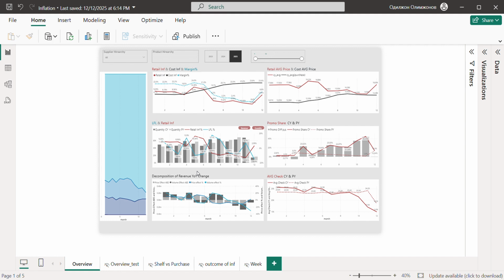So yeah, this dashboard gives all necessary information about the reasons of inflation, what drives inflation, and also what kind of outcome we can get from the inflation rise or drop.